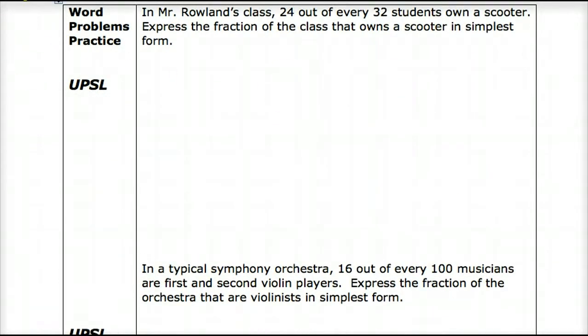So for our first word problem, you're going to see that in Mr. Rowland's class, 24 out of every 32 students own a scooter. Express the fraction of the class that owns a scooter in simplest form. We know that the first thing we need to determine is what we are solving for in this problem. And it tells us they want us to express the fraction of the class that owns a scooter in simplest form.